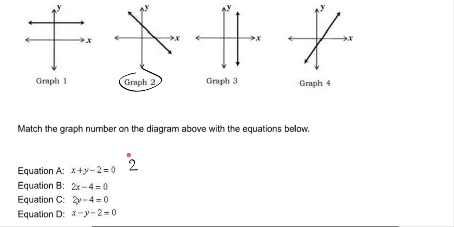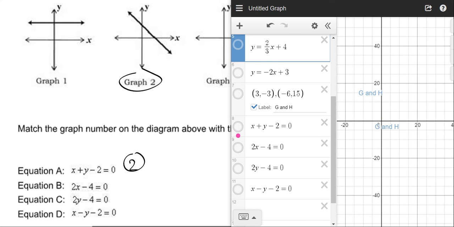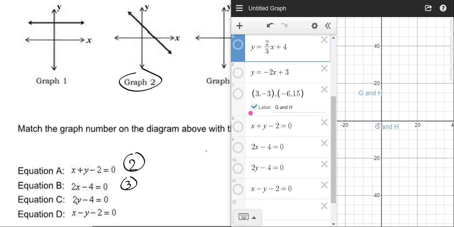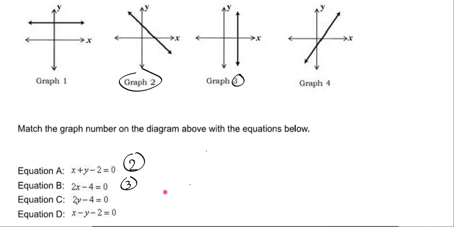So that's graph 2. Next, 2x minus 4 is 0 gives us a vertical line. So a vertical line is graph number 3. Next, y minus 4 is 0. This gives us a horizontal line. So the horizontal line is that one. That's graph number 1. And the other one better be graph 4, which has a positive slope.